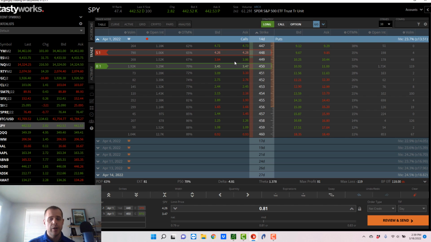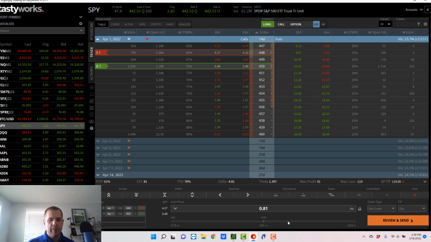And the ideal scenario is I want to collect right around 50 cents on this trade. I want to put on a spread where I can risk between 2 and 3 to make 1. If I trade a $2 spread and collect 50 cents, I would be risking 150 to make 50. I'd be right around risk 3 to make 1.